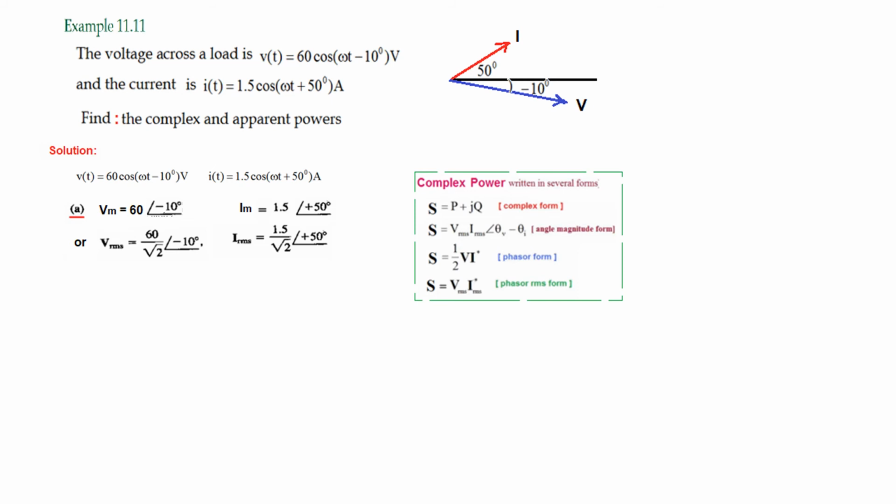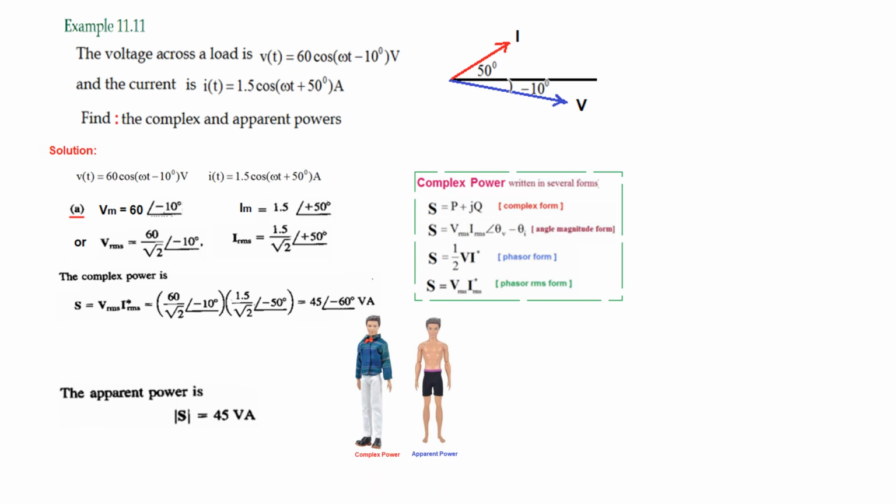So this is the RMS value. Now to use this formula, I just write it, and in this one you see we have taken the conjugate. Here, for plus 50, we have taken minus 50, the conjugate. If you multiply these two, we will get 45, and adding these two angles, we will get minus 60. So this is the complex power. And now the apparent power: remove the uniform, or remove the angle, and whatever is left is the apparent power. So the magnitude is 45 VA.